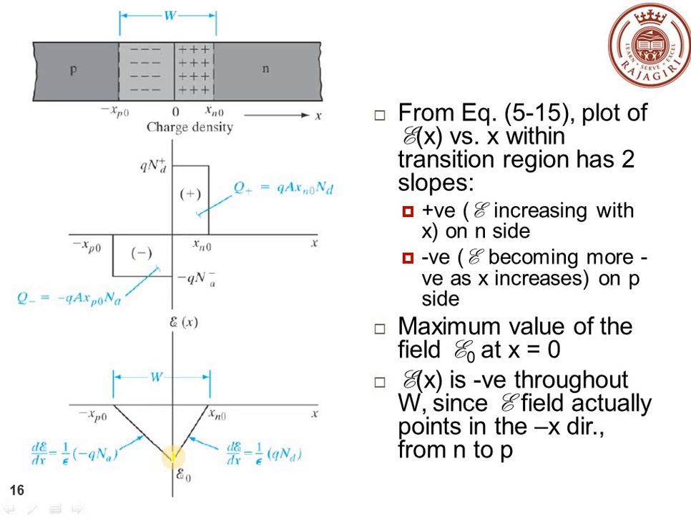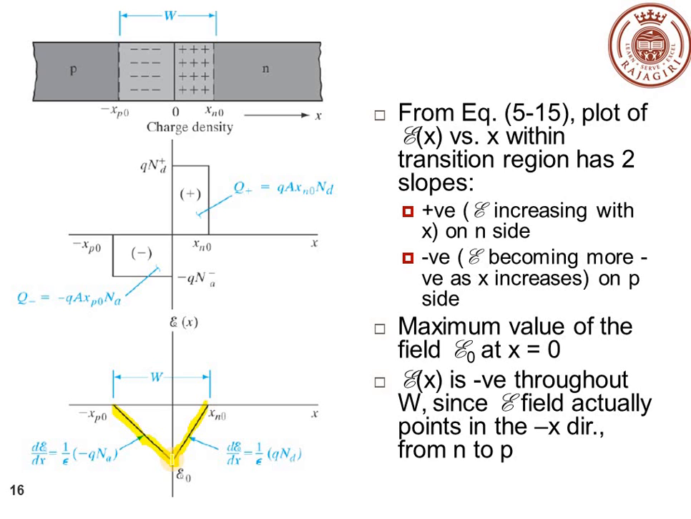In the N region, from 0 to x0, the field is qN_d/epsilon, with a positive slope. In the P region, from minus xp0 to 0, it is minus qN_a/epsilon, with a negative slope. These two meet at a point called E0, which is the maximum value of the electric field. So E is negative throughout W, since the electric field actually points in the minus x direction, from N to P.